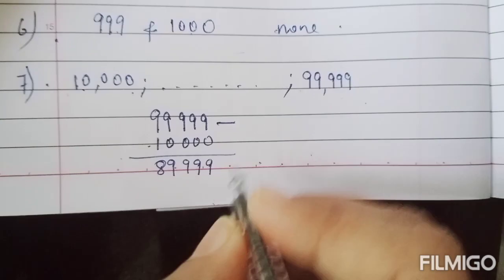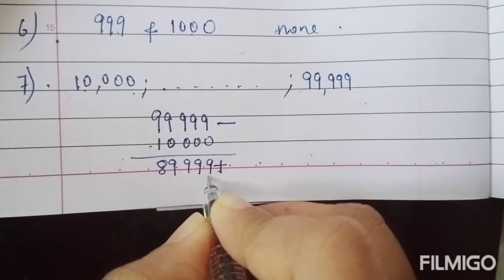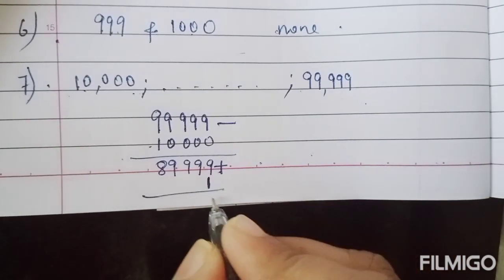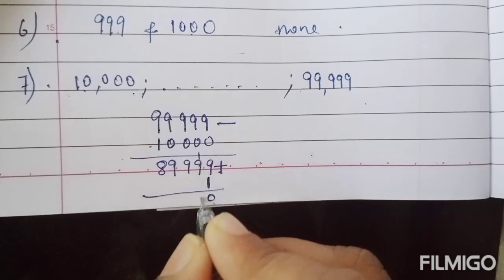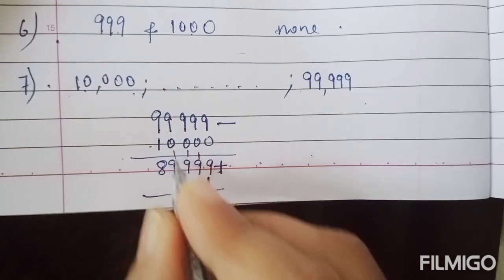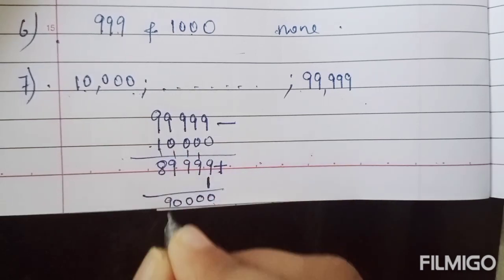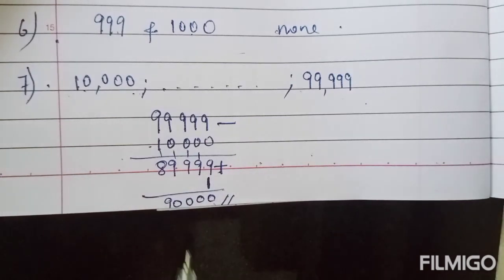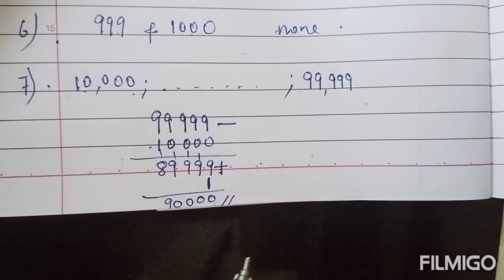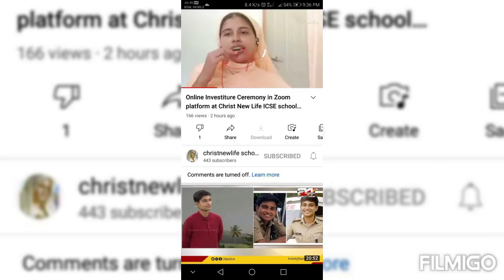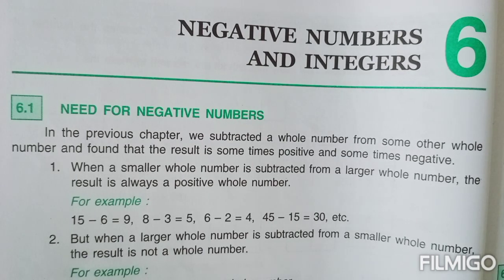89,999. Now next step, add 1 to that number. Okay, so you will get 90,000. So there are 90,000 5-digit numbers in all. Okay. So chapter 4 is over.